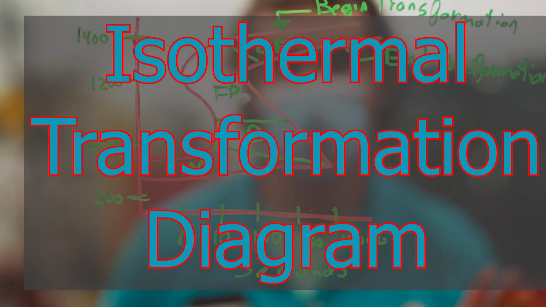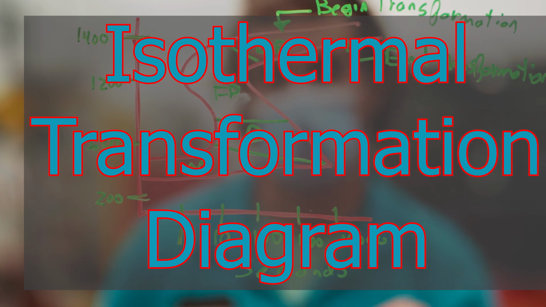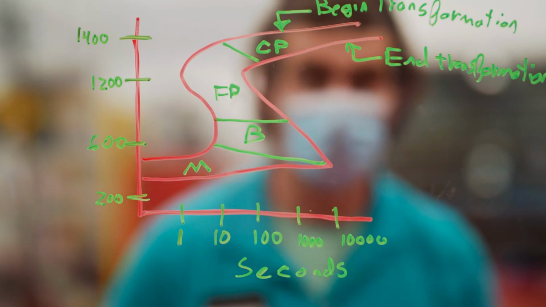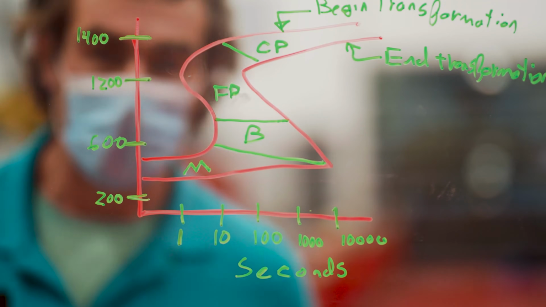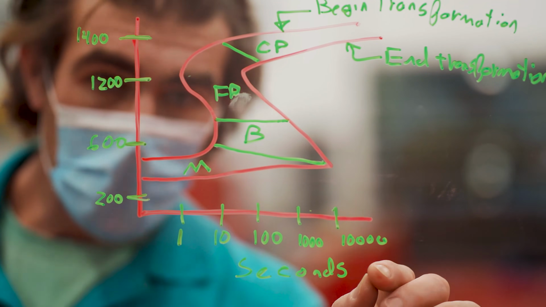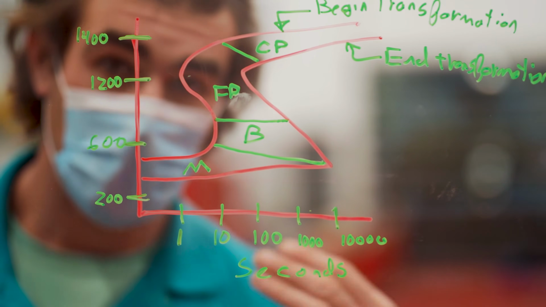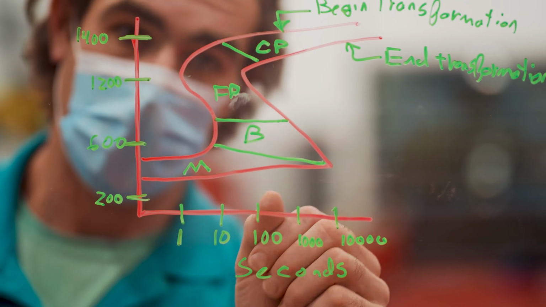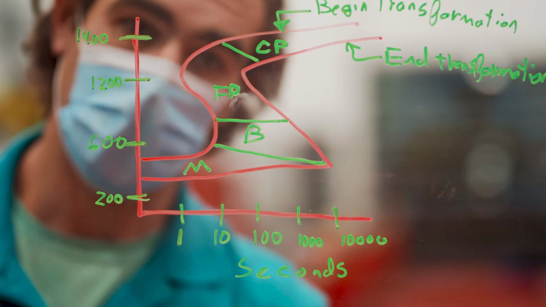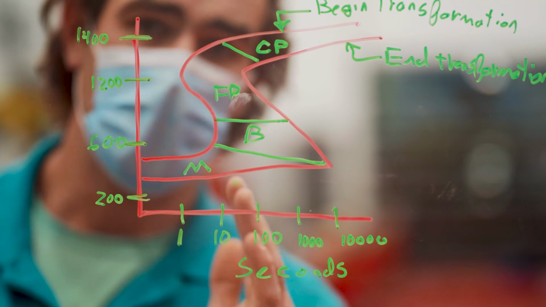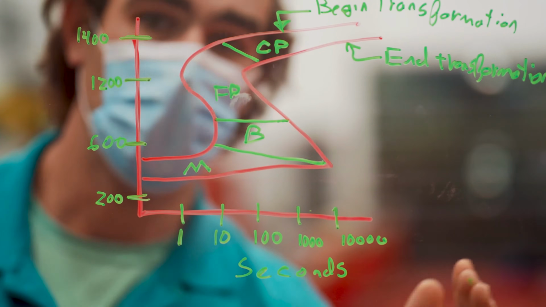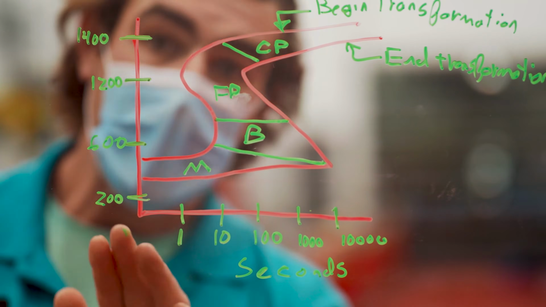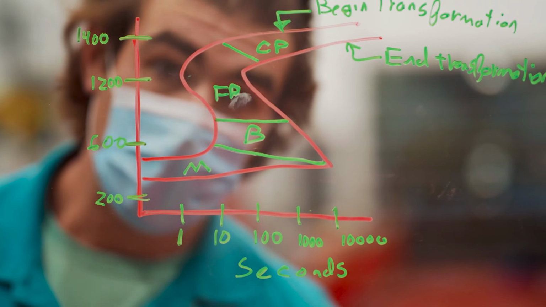Let's talk isothermal transformation diagrams. These are a little tricky, but there are a couple of rules to follow. On the bottom, we're going to have time in log: 1 second, 10 seconds, 100, 1,000, 10,000, and on. So it's not linear. It's not 1, 2, 3; it's 1, 10, 100. On the other axis, we have the temperature.